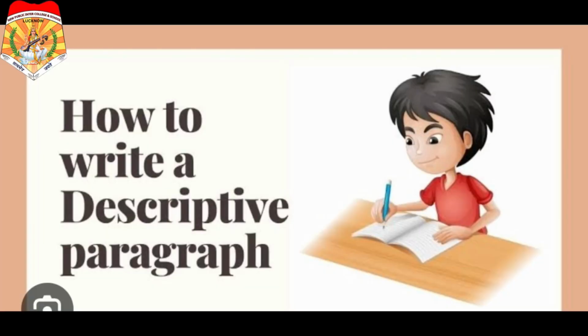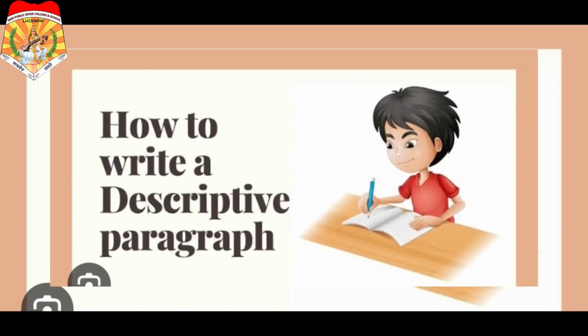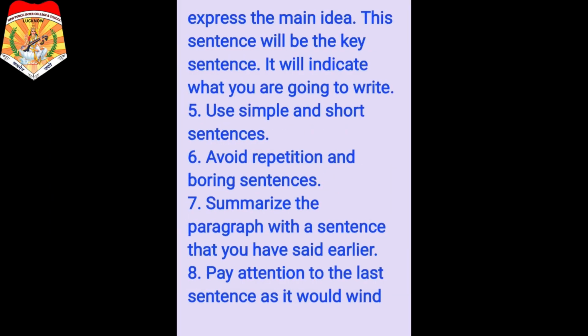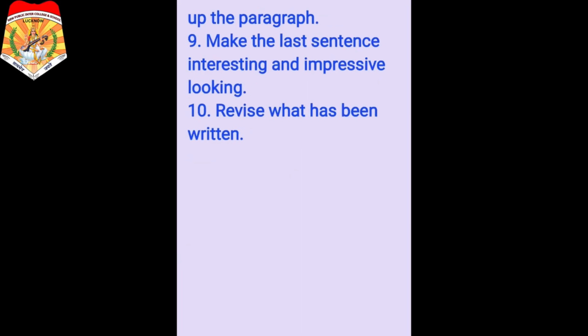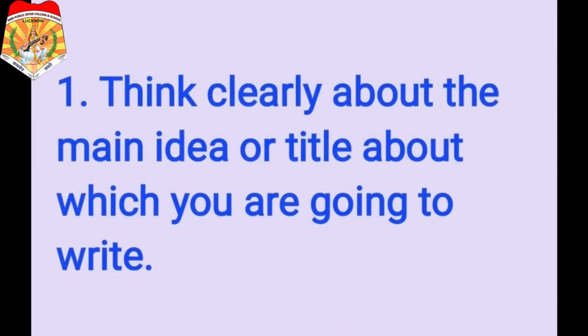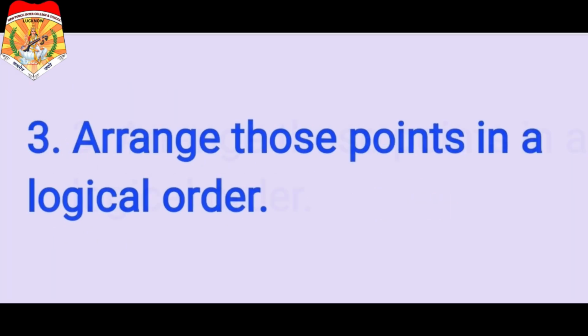So, first of all, we will talk about descriptive paragraph and learn how can we write it effectively. There are some important points that you have to follow while writing an effective paragraph. First, think clearly about the main idea or title about which you are going to write. And the second point, think about what the points to be given in the paragraph. Put them down. Third point, arrange those points in a logical order.